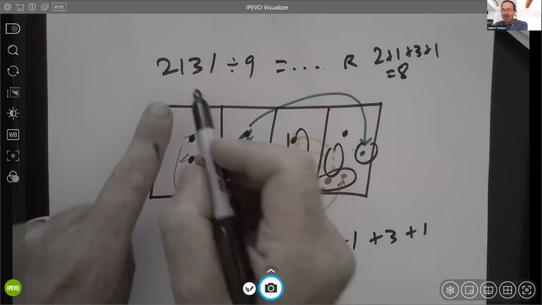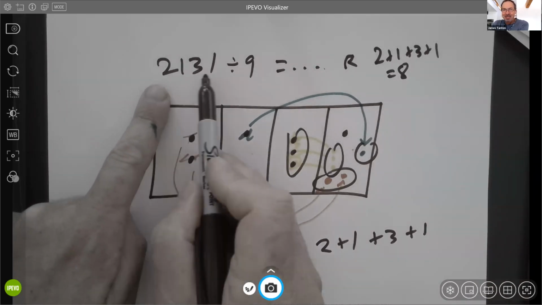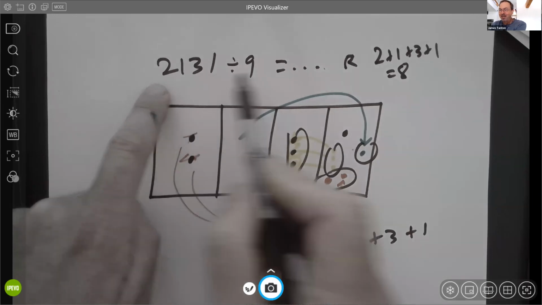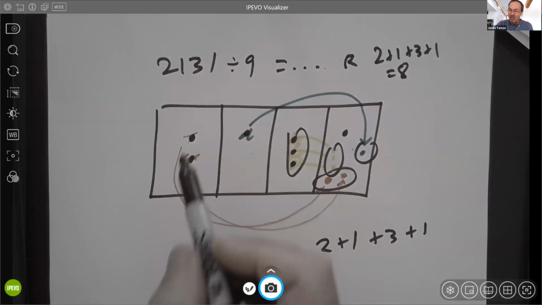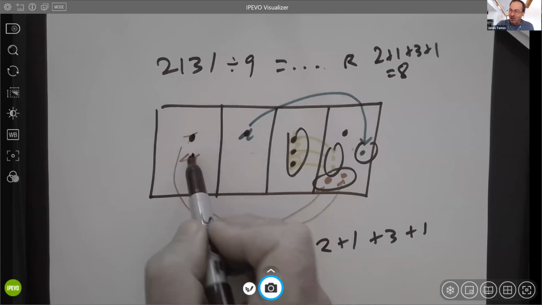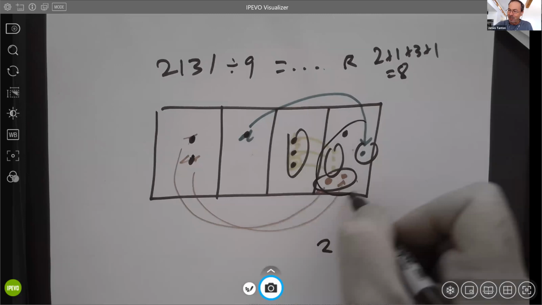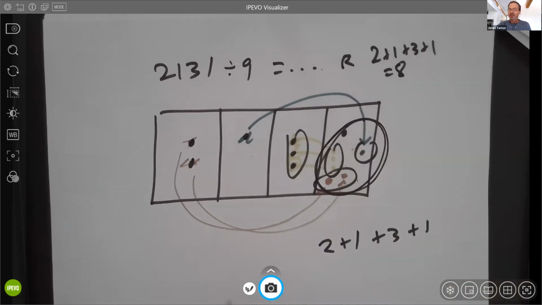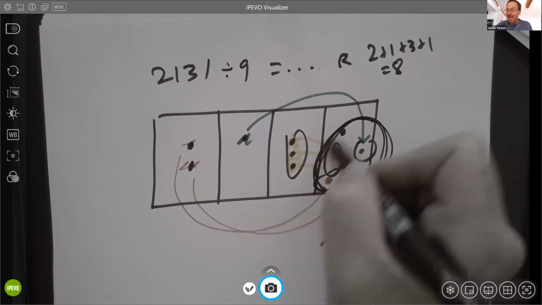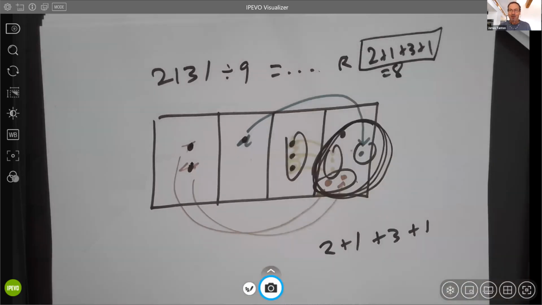Oh, that's the sum of the digits. Dividing this by 9 gives the remainder the sum of the digits. Because each digit is a dot, and each dot leaves a remainder of 1. All the dots I have in my picture are all going to bunch up in there as remainders. So when I divide a number by 9, the remainder has to be the same as all the dots bunched up at the end. It has to be the same as the sum of the digits.